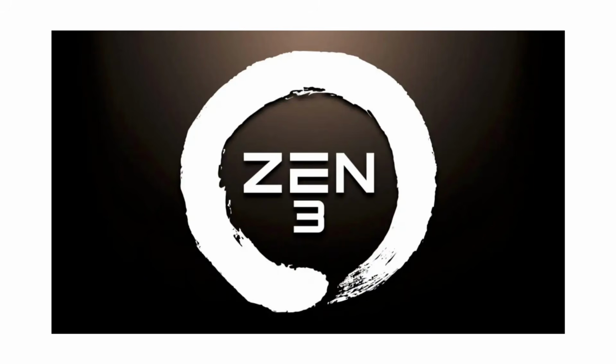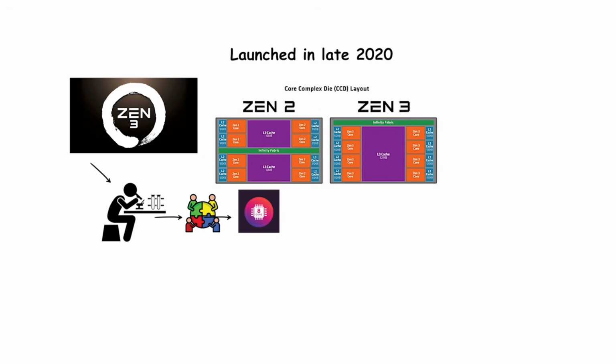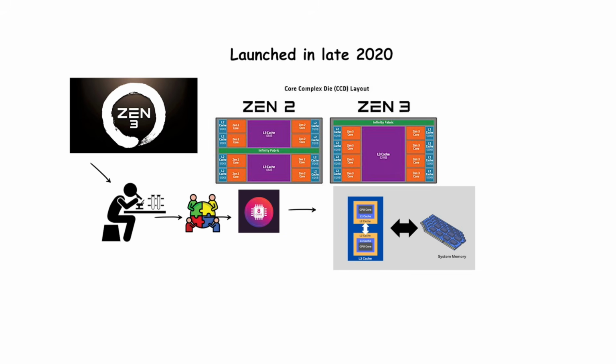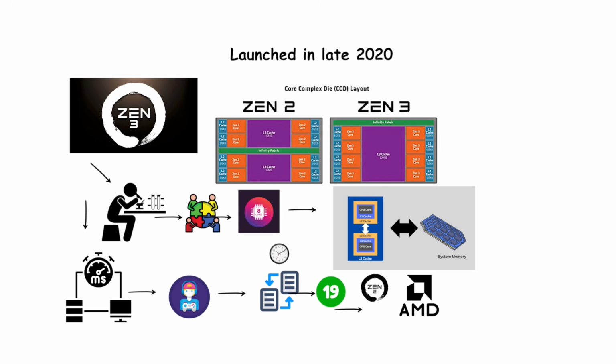Launched in late 2020, Zen 3 refined the chiplet design and made major architectural changes. The biggest improvement came from unifying the core complex. Up to 8 cores now shared a single large Level 3 cache, reducing latency and boosting gaming performance. Instructions per clock improved by around 19% compared to Zen 2, which finally allowed AMD to surpass Intel in both gaming and productivity.